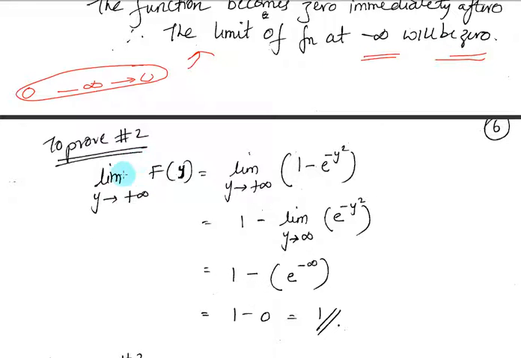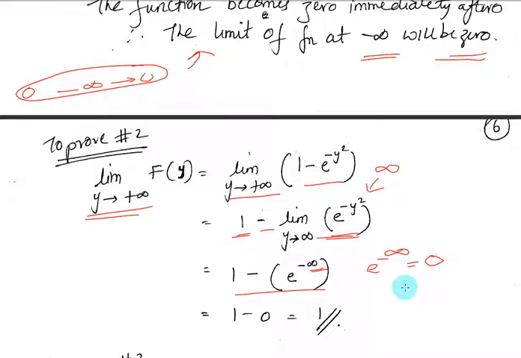Let's prove number 2, which is the limit as y tends to positive infinity of F of y, which is the limit as y tends to positive infinity of 1 minus e raised to negative y squared. So I can bring the 1 outside, minus, you take the limit within, the limit as y tends to positive infinity of e raised to negative y squared, or 1 minus e raised to negative infinity, because you substitute the value for y as infinity, and that becomes negative infinity. And e raised to negative infinity, we know that value is 0, so 1 minus 0 takes a value of 1, and that's exactly what we have here.